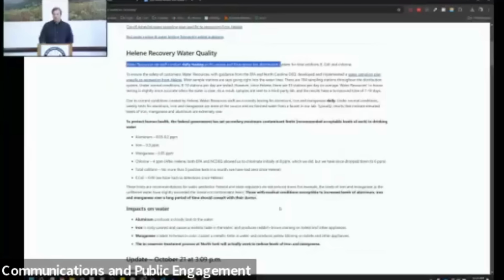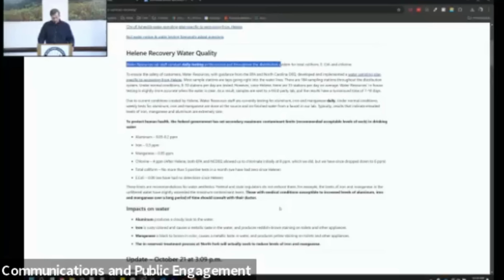If you've used the water or run it anywhere in your home or business, you've noticed that it's cloudy, it's brown in some places. That is why we are under this current boil water notice, not an E. coli positive hit. It's also important to note that we have had no detections of E. coli since Helene.